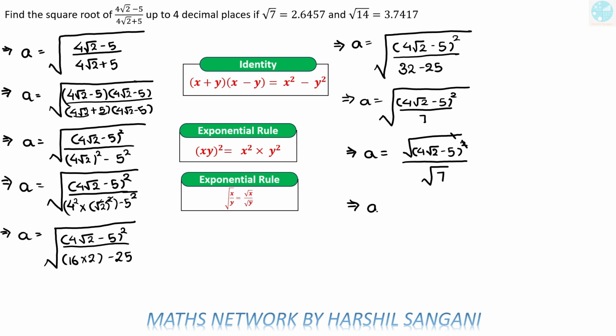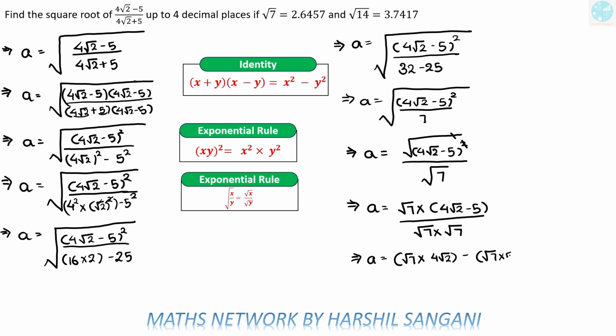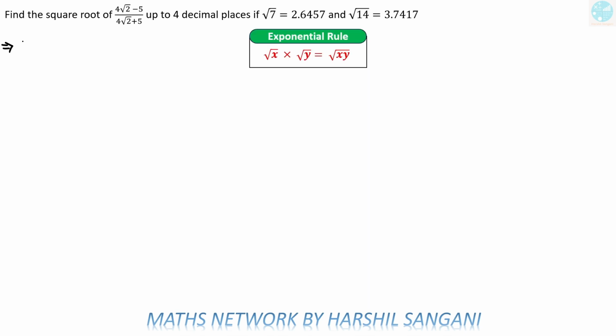So now it will be A equal to root 7 multiplied by (4 root 2 minus 5) in the numerator and root 7 multiplied by root 7 in the denominator. Now it will be A equal to (root 7 multiplied by 4 root 2 minus root 7 multiplied by 5) upon 7. For simplifying further, we will use an exponential law that for any variables, root x multiplied by root y equals root of x multiplied by y, meaning the root gets in common.